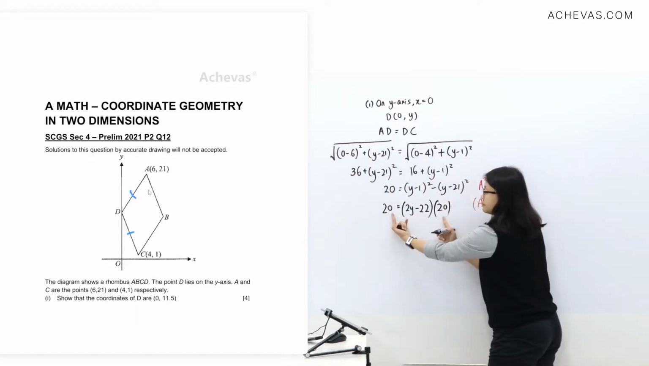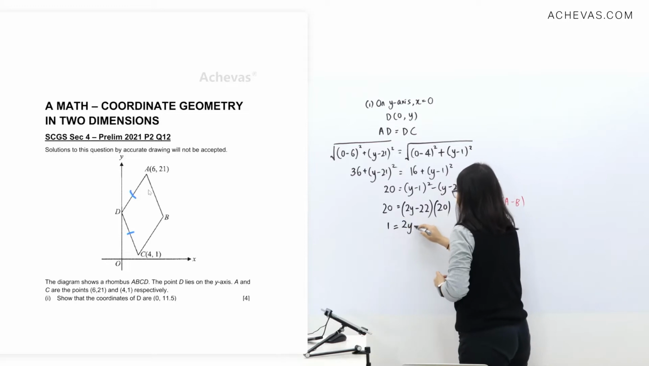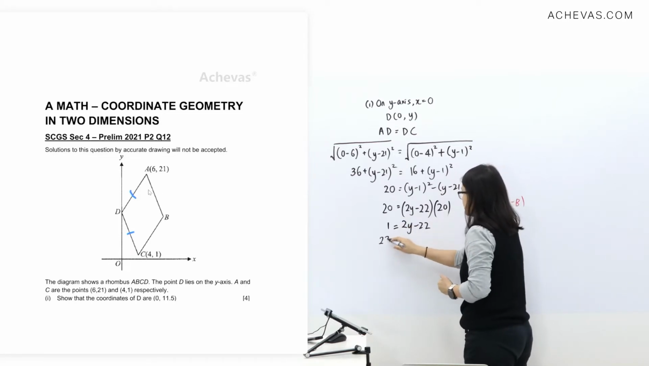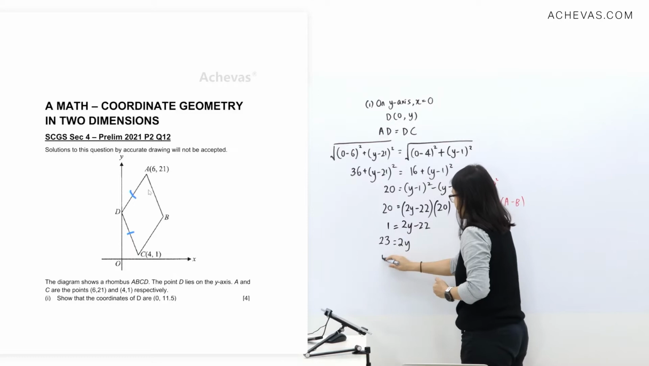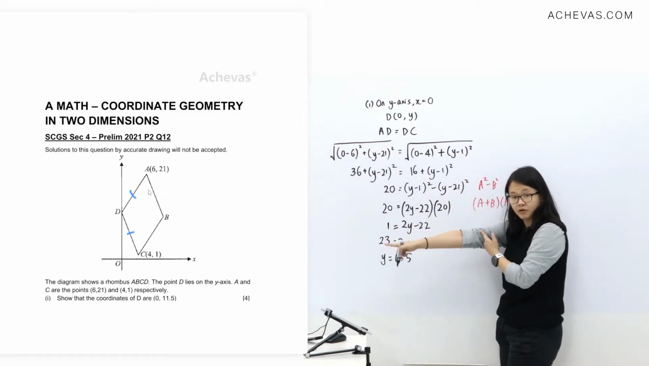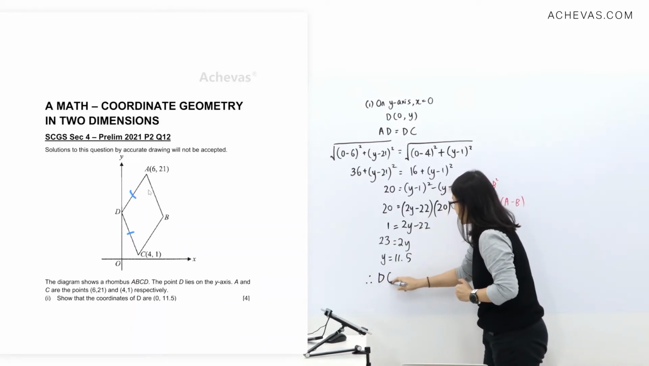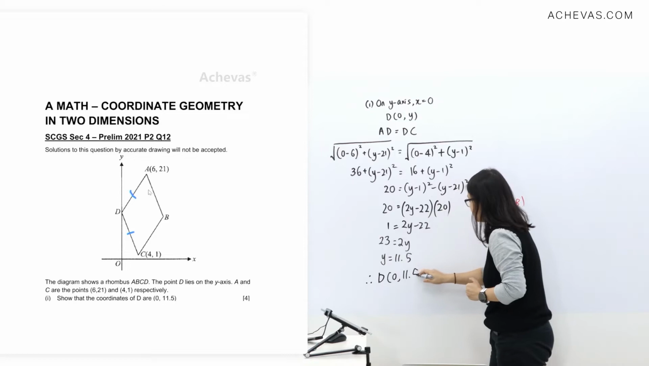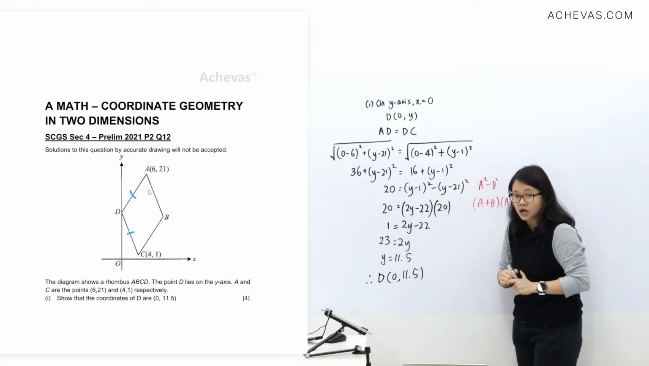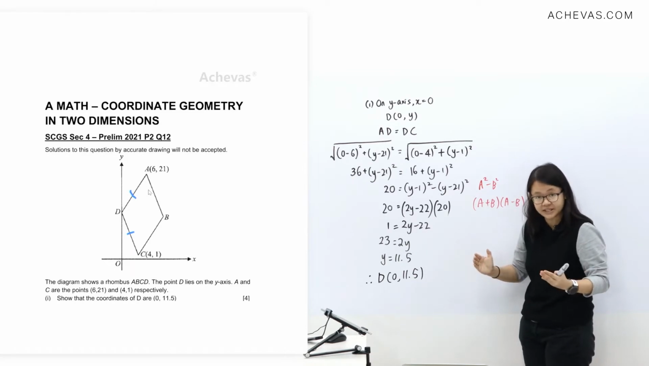Next step, this is multiplication. So divide 20 over, you have 1 here. Moving over, and you will have y equals 11.5, which is something that we want to prove. So we have D point as (0, 11.5). So that's using one of the properties of rhombus, which is distance.